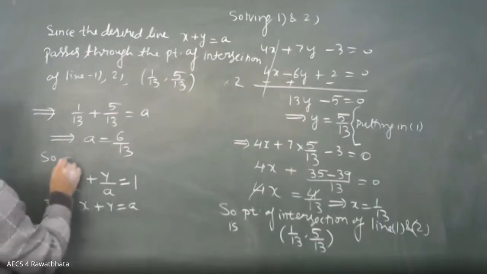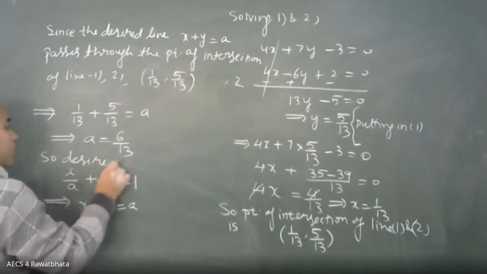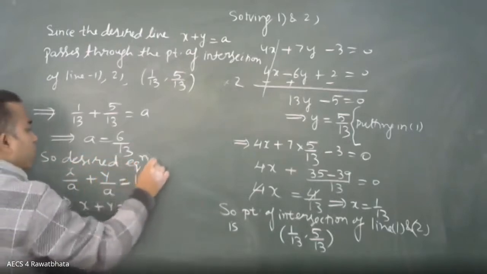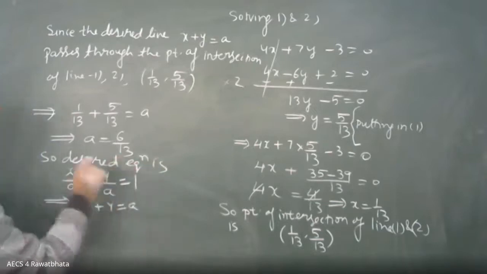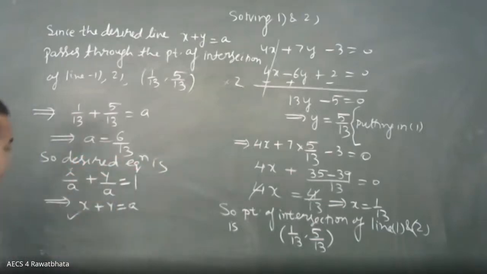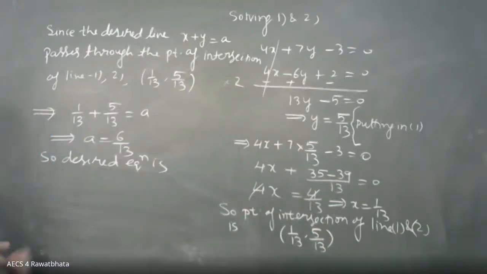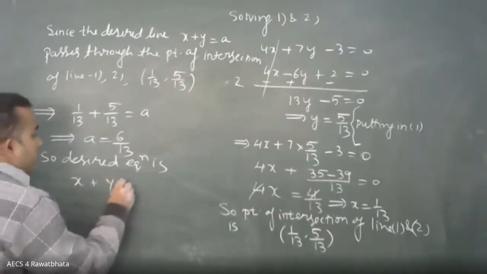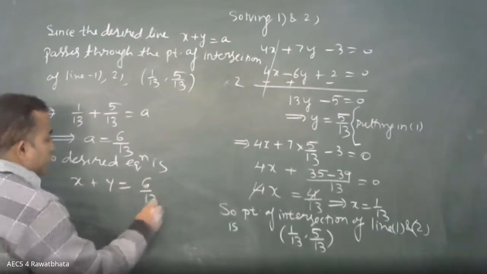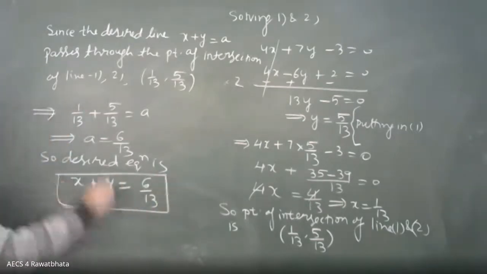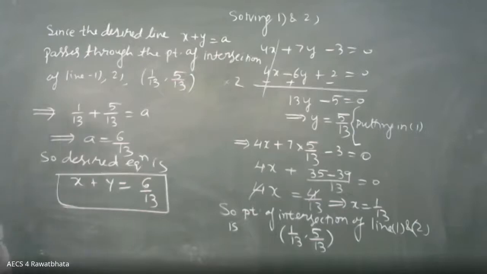So the desired equation is, just in this line put the value. x plus y equals a, a is 6 upon 13. Just check the answer, students. I hope it should be correct.